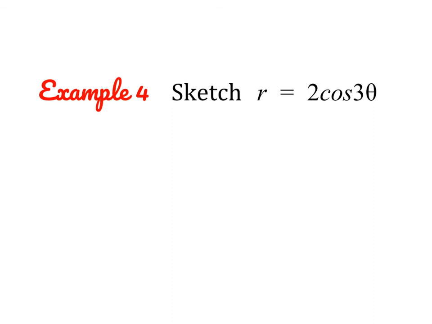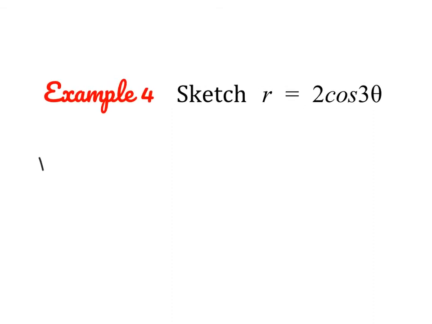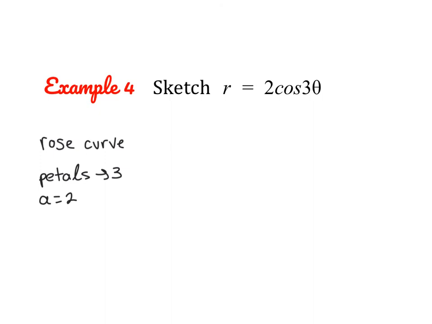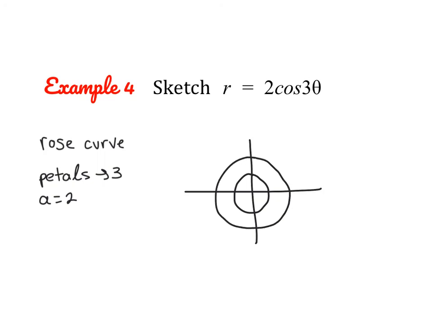Okay, so now let's try a different type of curve. We can see that this is actually going to be a rose curve. And remember, when your n value, which is 3, is odd, it's going to tell you the number of petals. So I see that n is 3, so I'm going to have 3 petals. And I see that my a value is 2, which is essentially the length of my petals. So I'm just going to draw 2 circles. These are really quick and easy to graph.